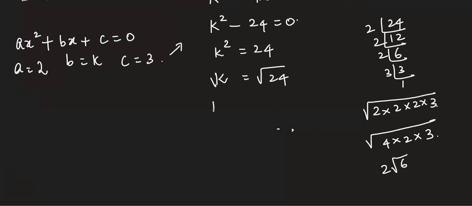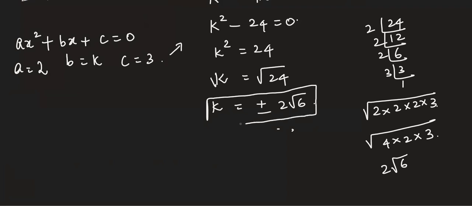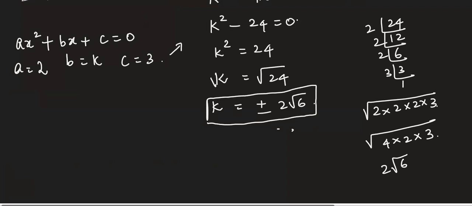Okay, so the value of k is equal to plus or minus 2 root 6. And this is the final answer. So k can have the value of either plus 2 root 6 or minus 2 root 6. This is the final answer.